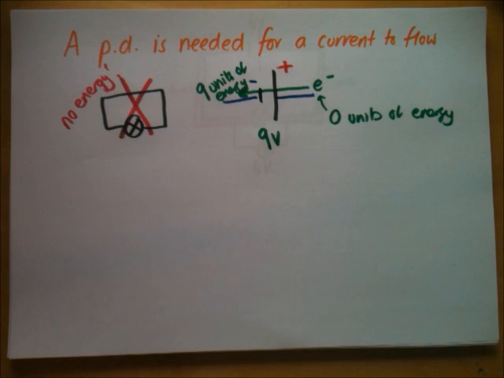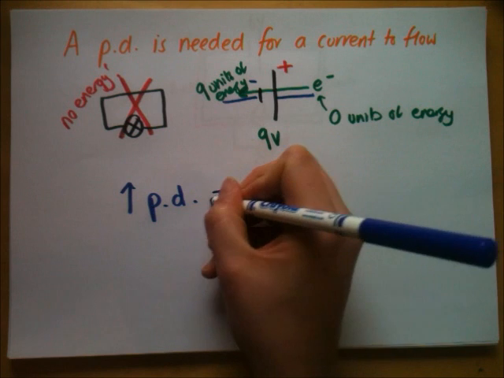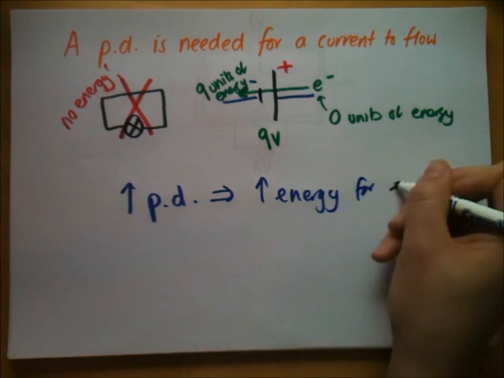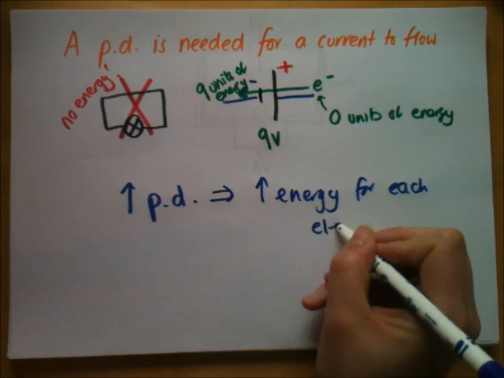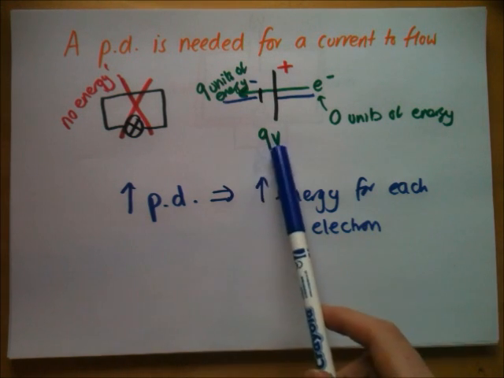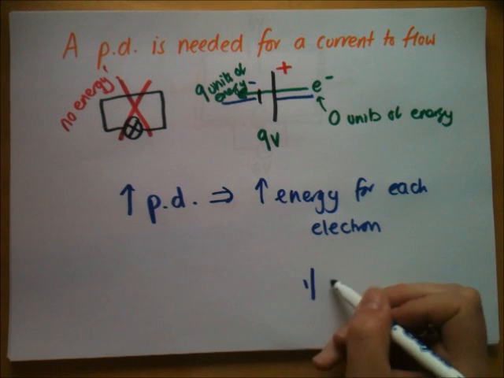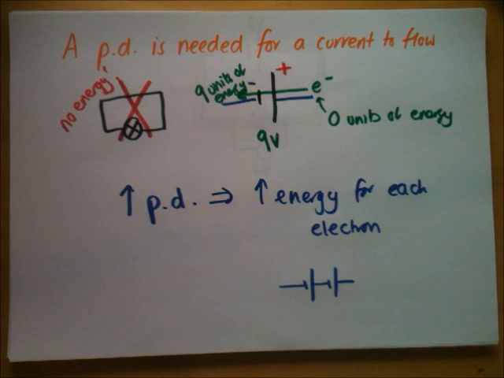Increasing the potential difference, so if we make the potential difference bigger, means that each electron gets more energy. And we can do that in a couple of ways. We can either just use a bigger battery, so maybe a 12-volt battery, or we can add a few batteries in series. We can have 2, because then the electron would go through each battery and gain some energy in each one. And we're going to talk more about that in the series circuit video.